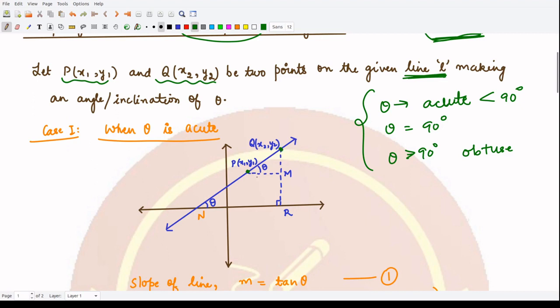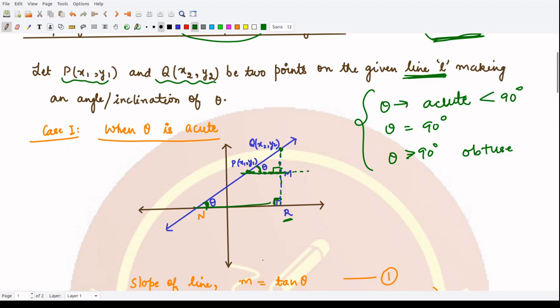For these 2 points, the coordinates are also given to us: x1, y1, x2, y2. So you can draw a horizontal line parallel to the x-axis, and you can draw a vertical line parallel to the y-axis, dropping from the point Q at R, and it meets this horizontal line at M. So you see this angle is also 90, correct? And if this angle is theta, then this angle is also theta. Why? Because this line and this line are parallel to each other, so these 2 angles form corresponding angles.